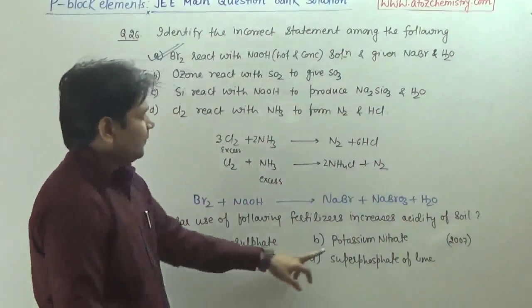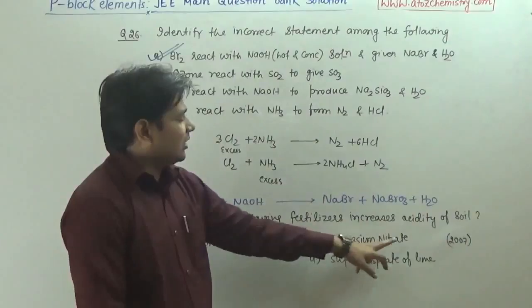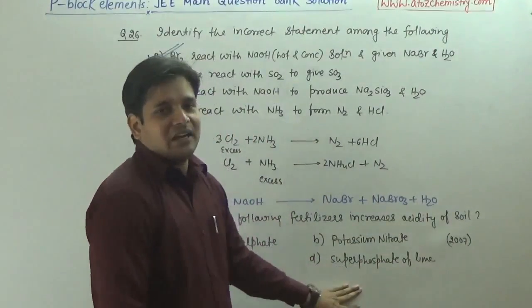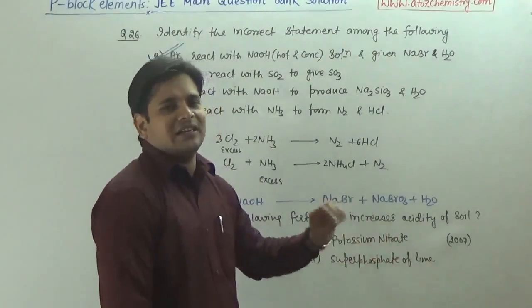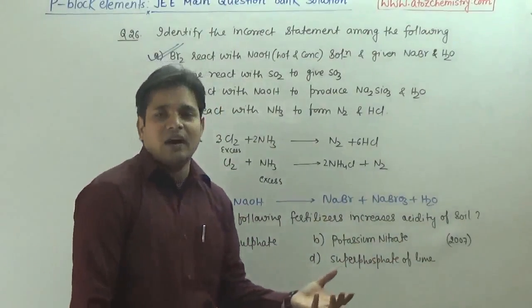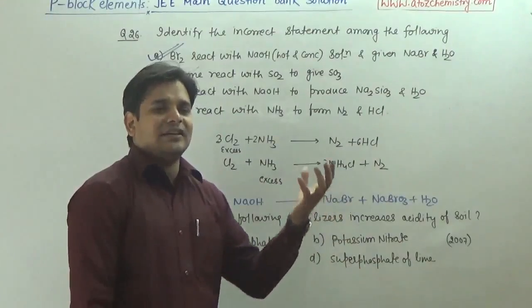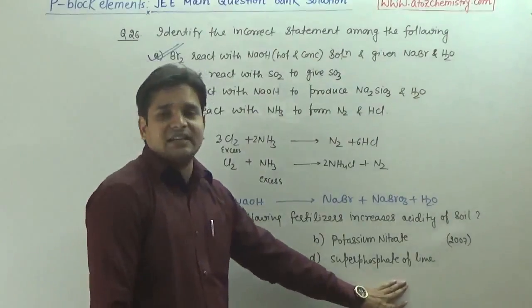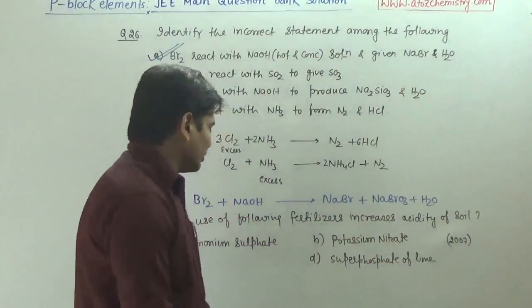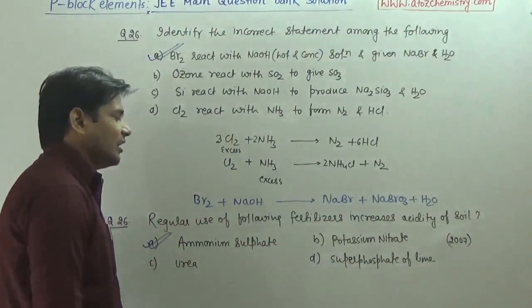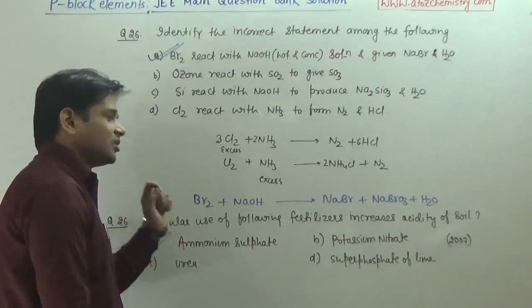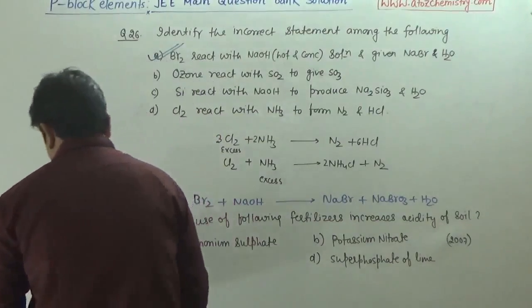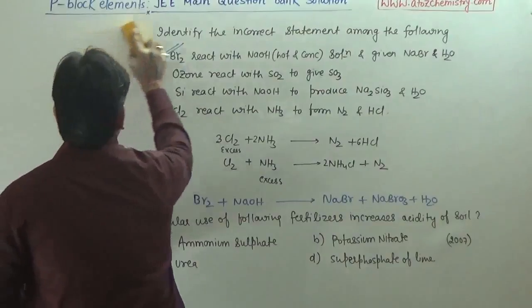If you look at potassium nitrate, potassium is also used and nitrogen is also used. Urea, nitrogen is also used. Superphosphate of lime mainly contains phosphorus. Sulfur is present, but it is a dead portion. It is not soluble in water. It is CaSO4, and that's why it is deposited on the soil and doesn't increase the acidic strength of soil by a higher amount. The fertilizer which will increase the acidic strength of soil by the largest amount is ammonium sulfate. This is the correct option.